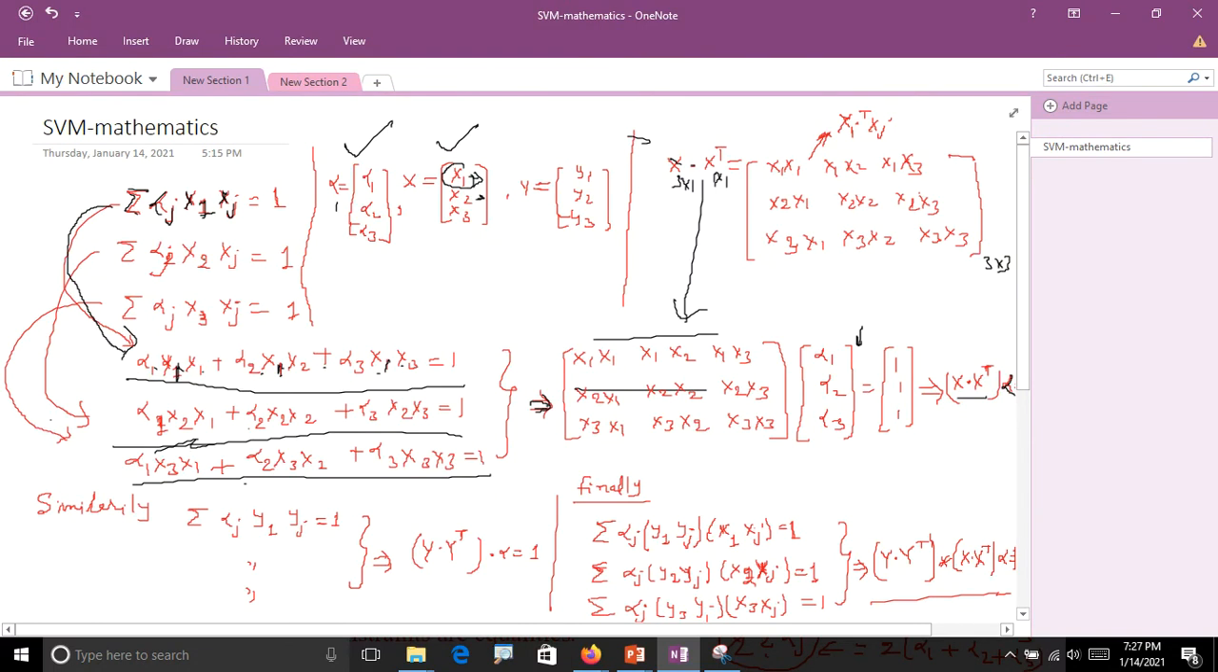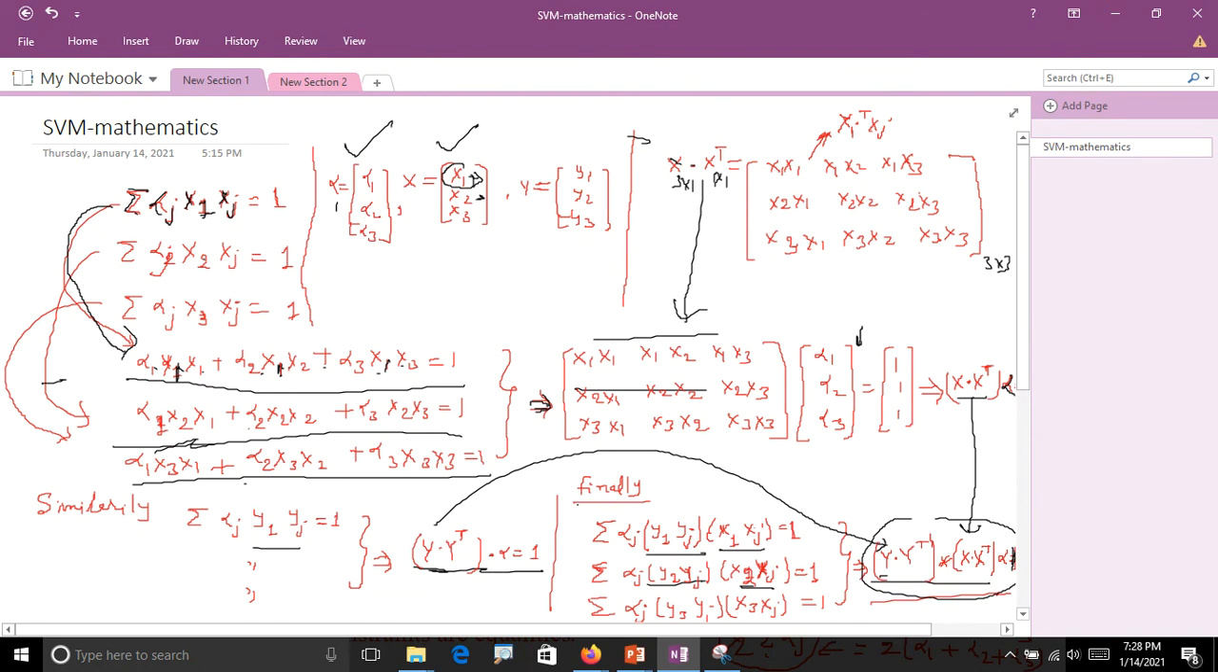Similarly, if in place of x here it could be y, then it could be y into y transpose into alpha. Now if you use both x and y, you take the y part also, the x part also, and again you simplify, so you will get both quantities, like x transpose x also you will get, and y into y transpose also you will get, into alpha is equal to 1.